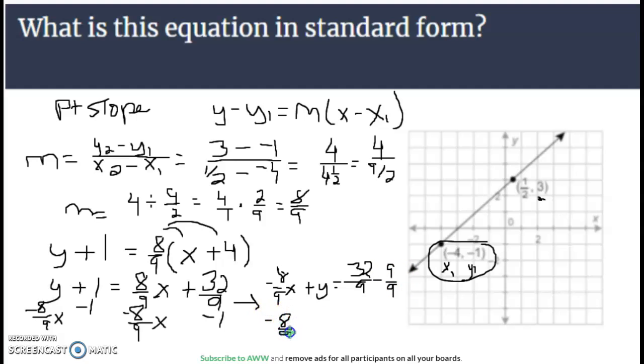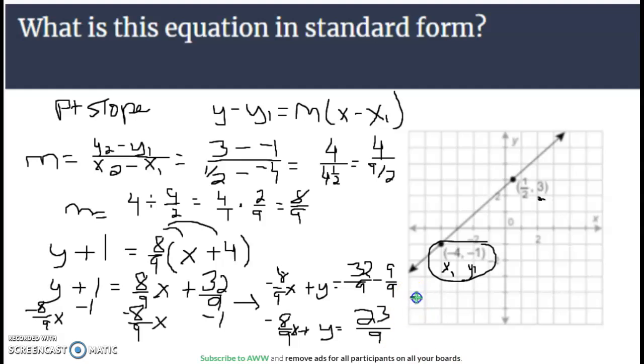So here's what we have: -8/9 x, forgot the x there, plus y equals, and then 32 minus 9 gives us 23/9. I think that's right. And then we need to clear the fractions. We need to find the lowest common denominator. The lowest common denominator is the only denominator, 9.